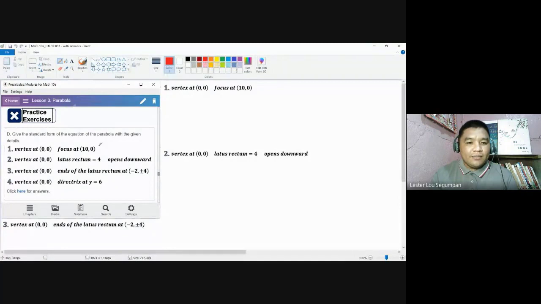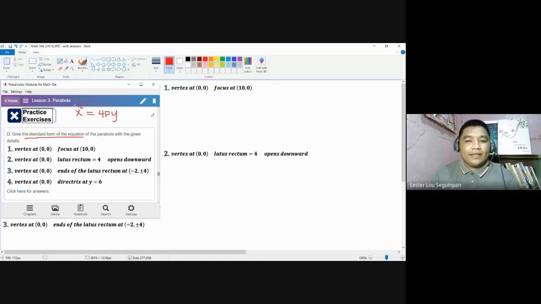Instead of determining all of these necessary details, our goal is to use them to determine the standard form for an equation of the parabola. We only have two forms for an equation of the parabola. We have this form, x squared is equal to 4py, which corresponds to a parabola that is either opening upward or downward.